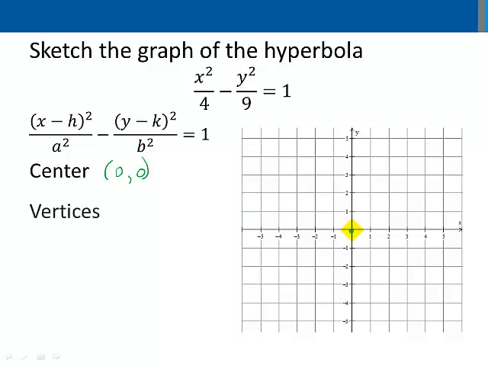Next, let's see if we can find the vertices. In this case we have a horizontal transverse axis, which passing through the center tells us it will actually be the x-axis here. Along the transverse axis, I will need to go a units to the right and a units to the left. And note here that a squared will equal 4, so a will be equal to 2. That results in vertices (-2, 0) and (2, 0).